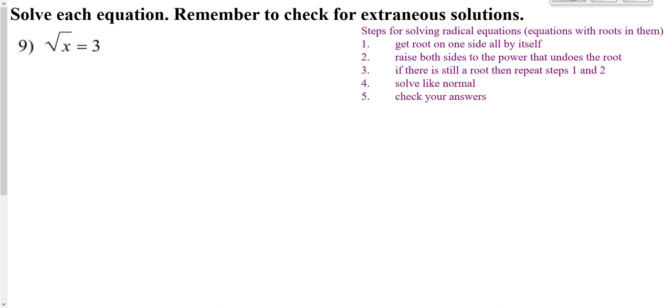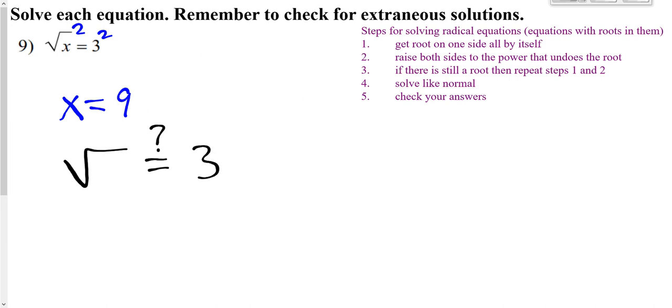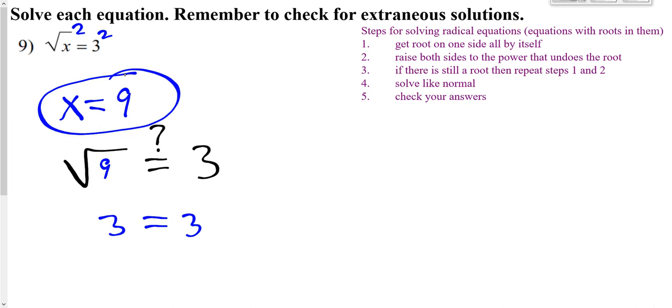So here, we need to get the root by itself. Oh, hunky-dory, it already is. So then we can just undo our square root. To undo a square root, you square both sides. Well, when you square the left side, you end up getting just your normal x. And you square the right side, 3 times 3 is 9. And then you want to go ahead and check it, plugging it into the original. Well, if we take our 9 and plug it in, we know the square root of 9 is 3, and 3 does equal 3, so that means our answer of 9 does work.